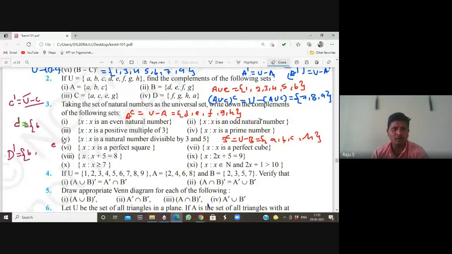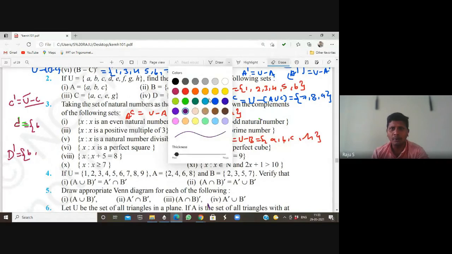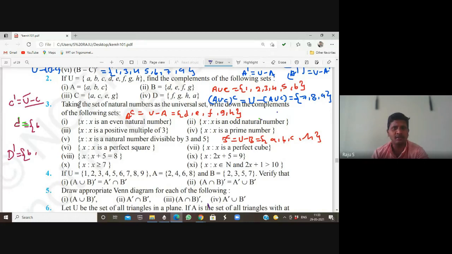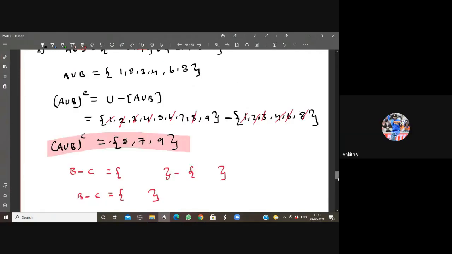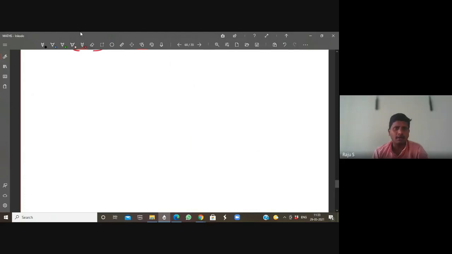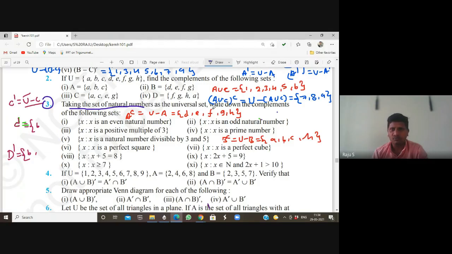Because if you have a complete idea about this, the OBT part becomes very, very easy, right? So then the third question: taking the set of natural numbers as universal set. So what is the universal set here? Natural numbers: 1, 2, 3 and so on. So U is equal to 1, 2, 3, and so on. Then write down the complement of the following sets.